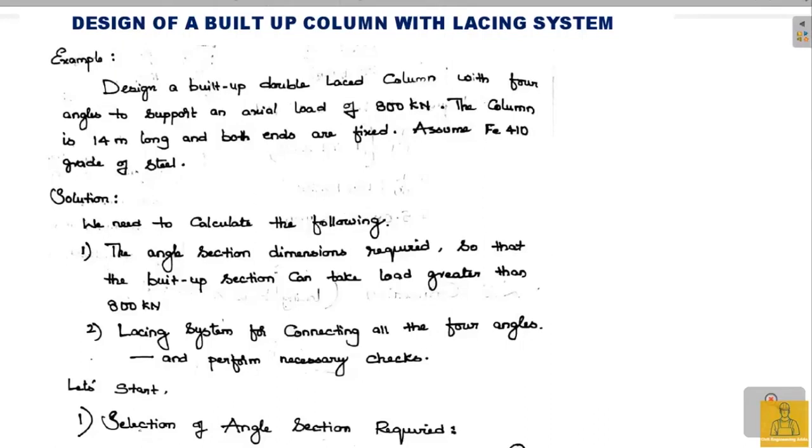In this video, we are going to discuss the design of a built-up column with lacing system. Of course, in the previous video, we have seen a similar problem. We have designed a single lacing system for a built-up column which is made with two C sections.